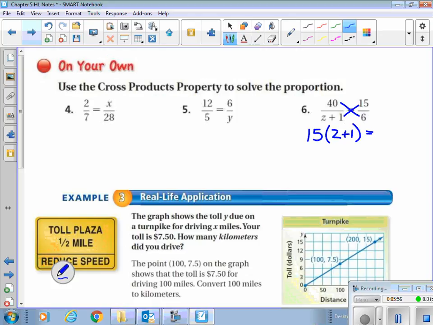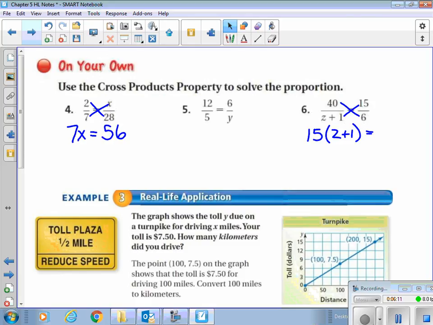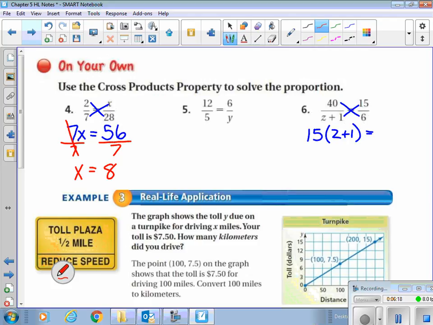Since the directions do say cross products, that's what I'm going to be doing to show you so you can check your answers. I've got 7x equals 2 times 28, which would give me 56. To get rid of that 7 that's being multiplied by x, I divide both sides by 7. That leaves me with x equal to 8. 56 divided by 7 is 8.